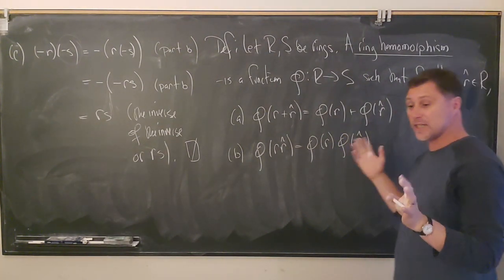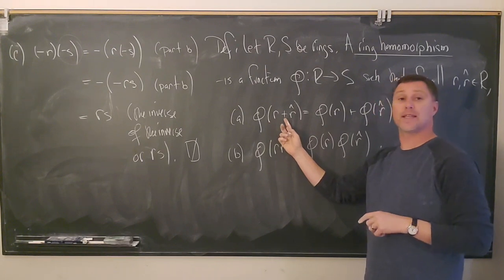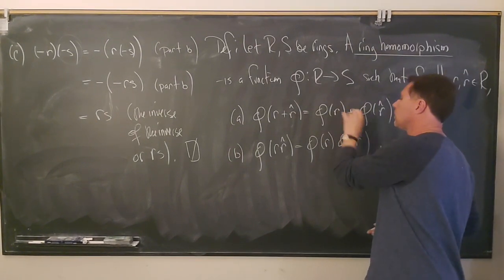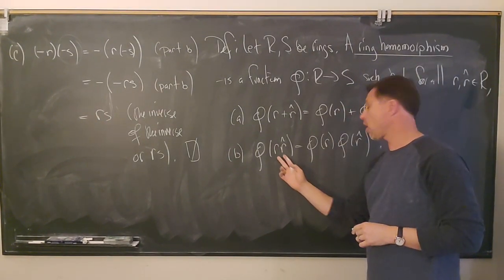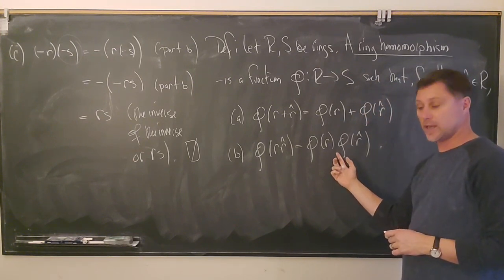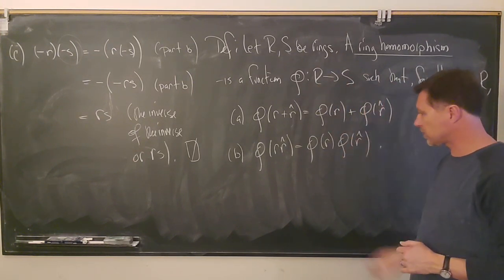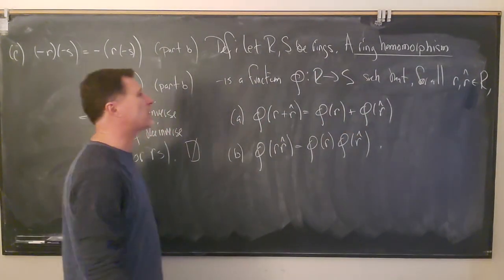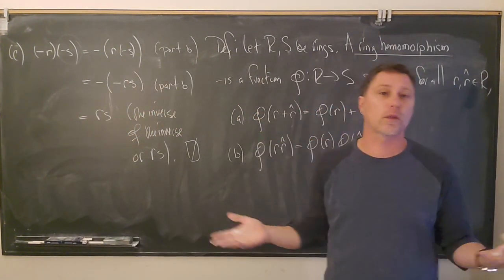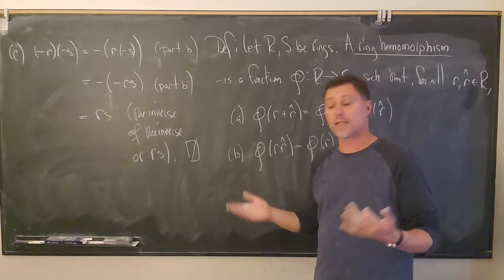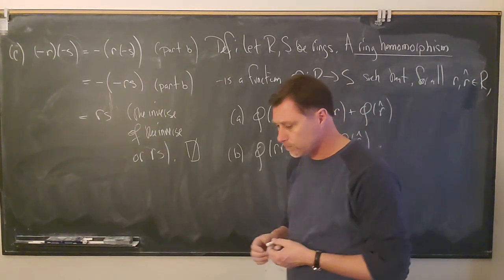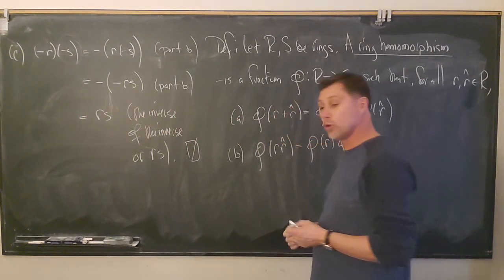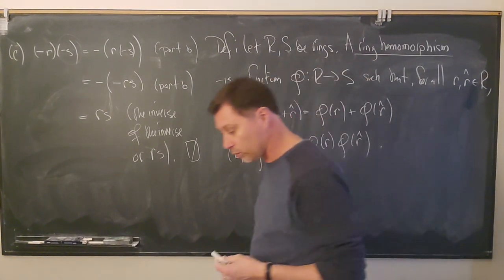And remember, of course, just as with groups, that plus means addition in R, and that plus means addition in S. That multiplication means multiplication in R, and this multiplication right here means multiplication in S. And so when these properties hold, we've got what we call a ring homomorphism. Most of the time, I'm going to drop the word ring. If it's clear that we're working with rings, I'm going to say the word homomorphism, and it's understood that it's a homomorphism of rings. And we learned some properties of homomorphisms when it came to groups. Many of those properties carry over to the ring setting.